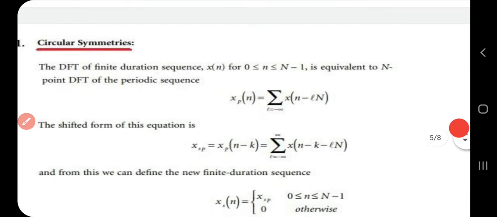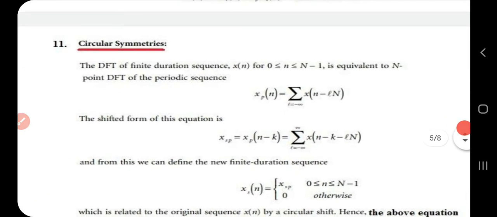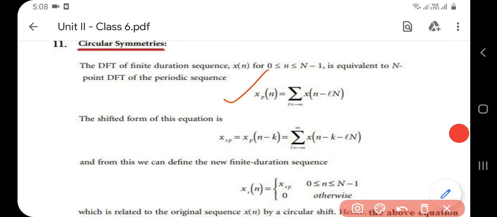Next, circular symmetries. Suppose that you have a discrete sequence, say x of n, and its DFT is of finite duration with n within the limit 0 to N minus 1, then that finite duration sequence is similar to that of a periodic sequence, say x_p of n equal to summation over l from minus infinity to plus infinity x of n minus lN. That is, a DFT of a finite duration sequence is similar to that of the DFT of a periodic sequence given by x of p, where p stands for periodic.